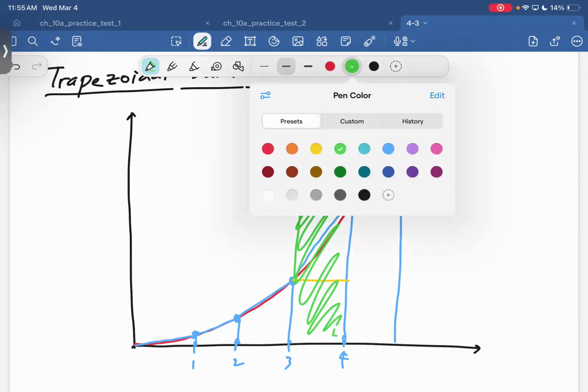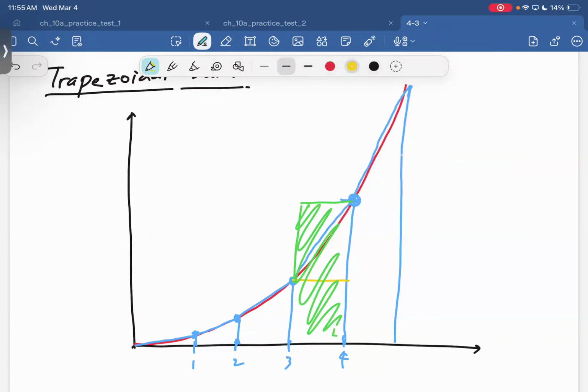Does this make sense at all? That's a stop sign, right? But there's two parallel sides. The blue area is the average of the green and yellow areas.